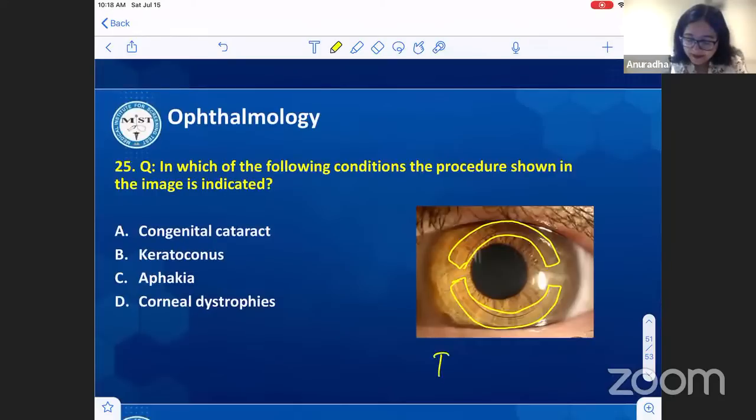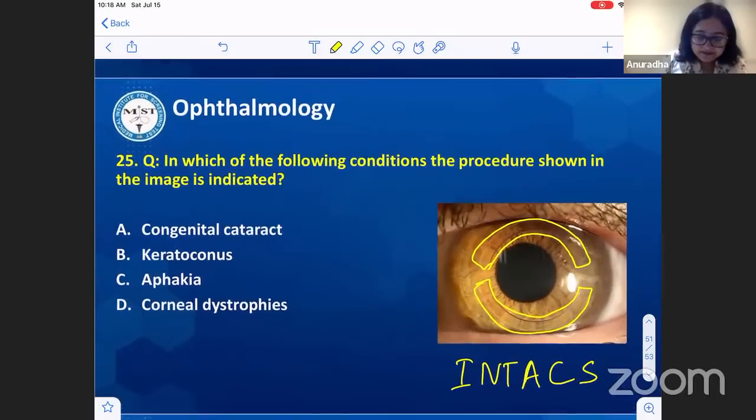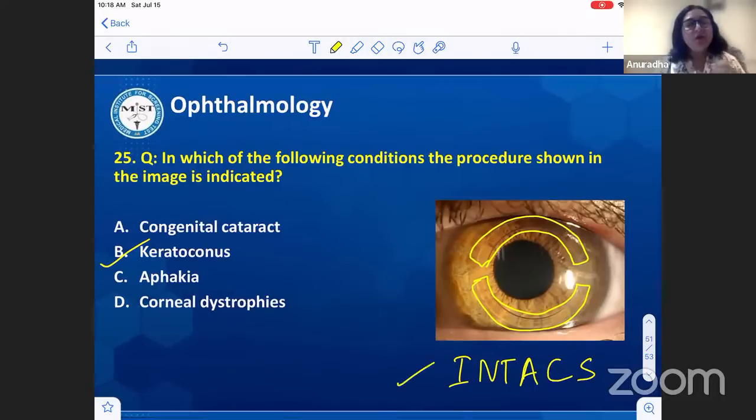These are your intacts, which are intrastromal corneal ring segments. These rings are placed within the corneal stroma to support a thinned-out cornea. Now, in which of these conditions is the cornea becoming thin? All of you are right, keratoconus. Because in keratoconus, there is progressive thinning of the corneal stroma. So you want to support this corneal stroma, which can be done with the use of intacts.